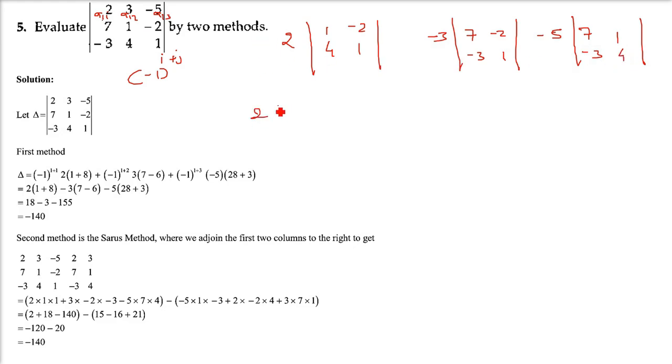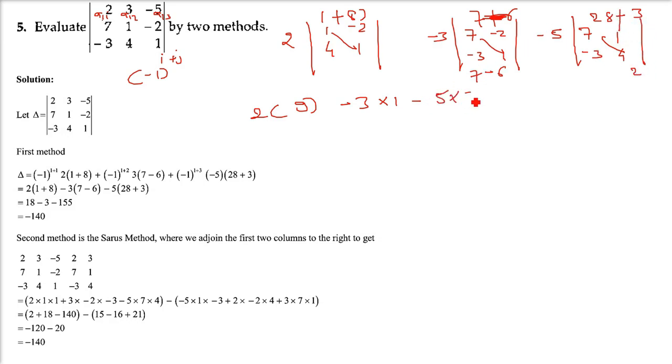Then 2: 1 into 1 is 1, minus 4 to the 8, so it will be plus 2 into 9, it will be 18. Minus 3: 7 into 1 is 7, minus 3 into 2 is 6, so 7 minus 6 is 1. Minus 3 into 1 it will be. Now minus 5: 7 into 4 is 28, and minus of minus is plus, so 28 plus 3 is 31. So minus 5 into 31. 2 into 9 is 18, minus 3, minus 5 into 31 is 155. So when you calculate it, it is going to come as negative 140.